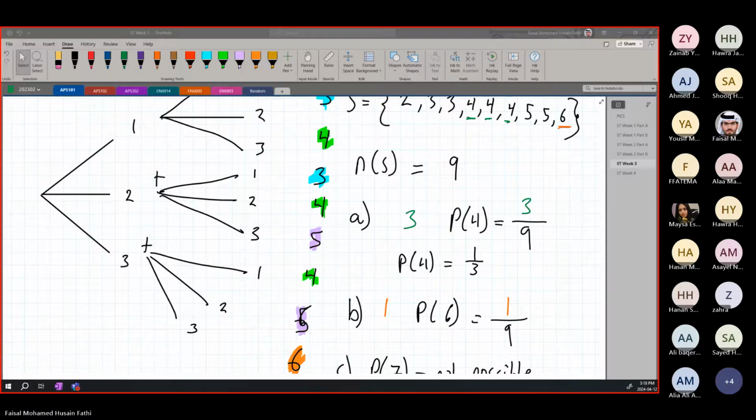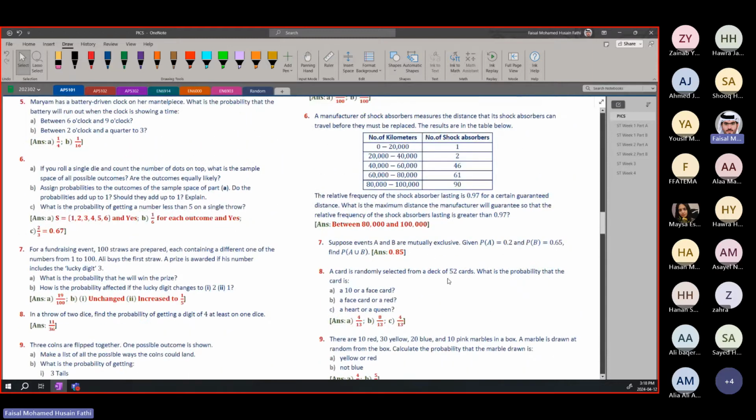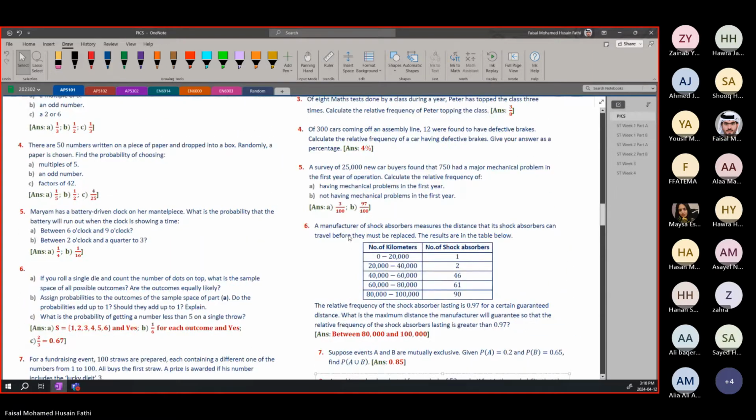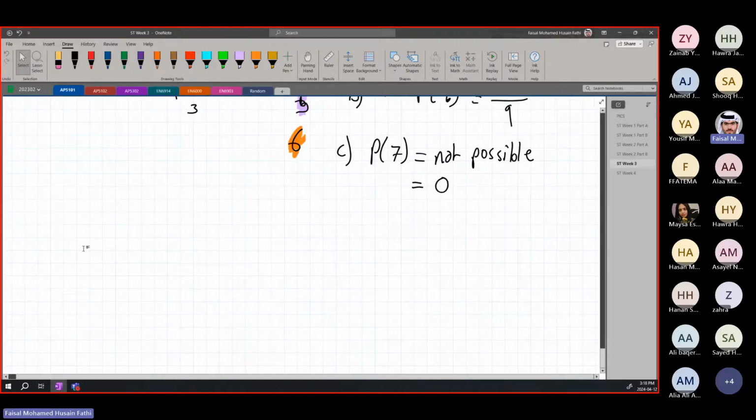Okay. Now, let's solve this question because I want to explain a new point with this question. First of all, let's explain this. Let's do this one, and then we'll go on to the next one.